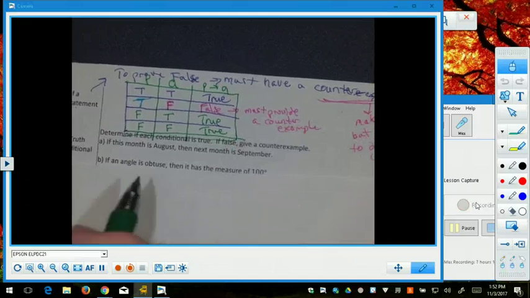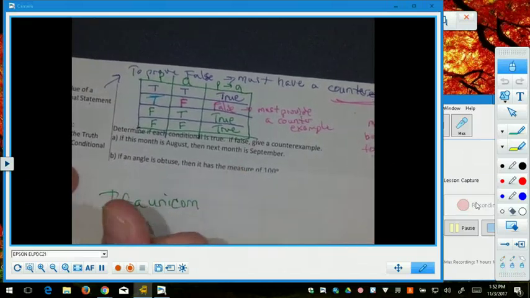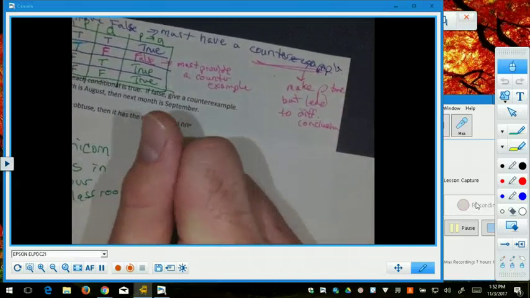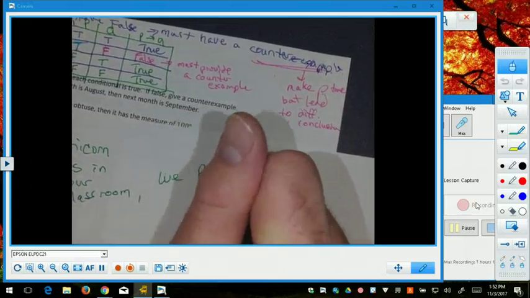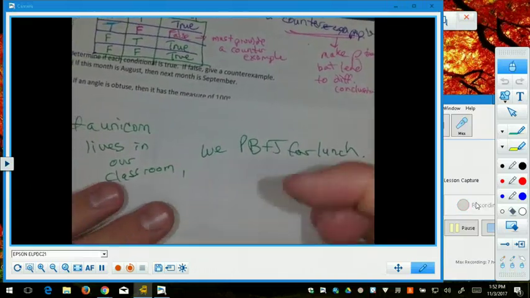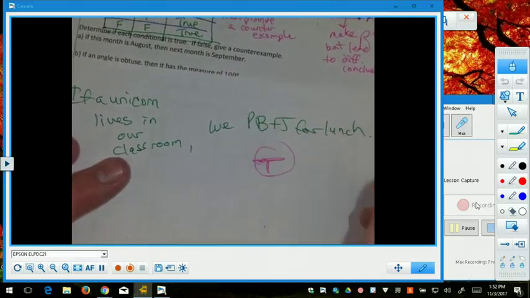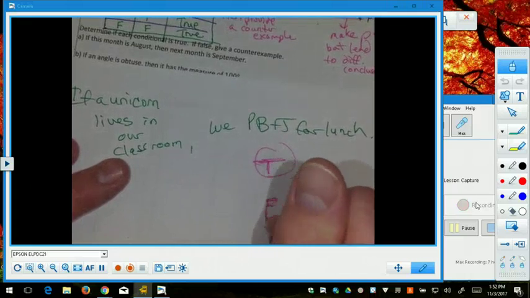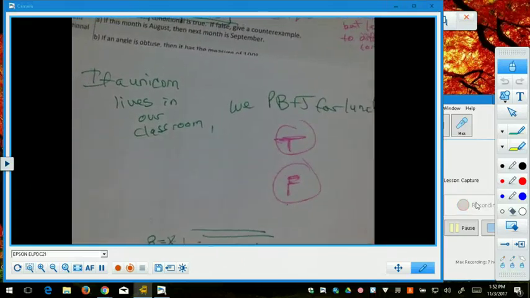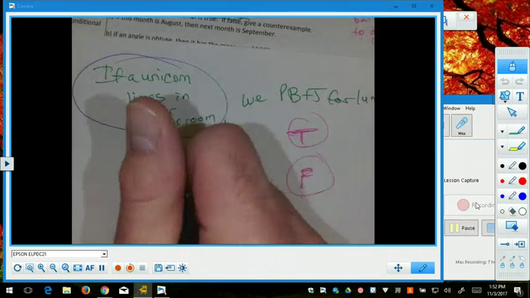And so, for example, if a unicorn lives in our classroom, then we eat peanut butter and jelly for lunch. Well, some of us might eat peanut butter and jelly for lunch. That would be true. Some of us might have a peanut allergy, or we just don't like peanut butter and jelly, or maybe we pack something else that day. So the conclusion could be true or false. But we don't have a unicorn that lives in our classroom.